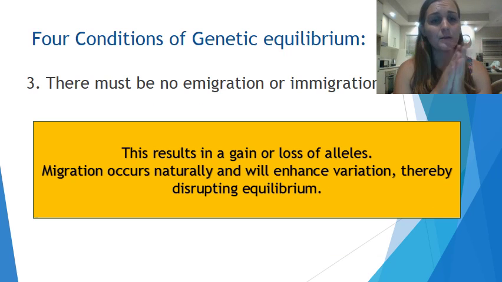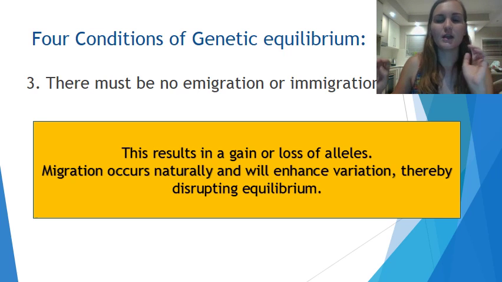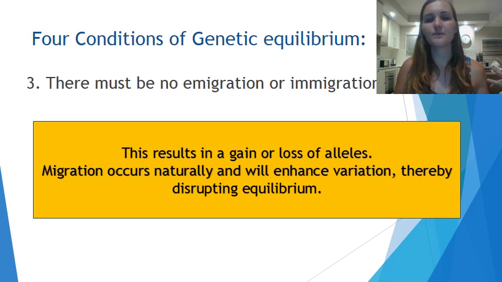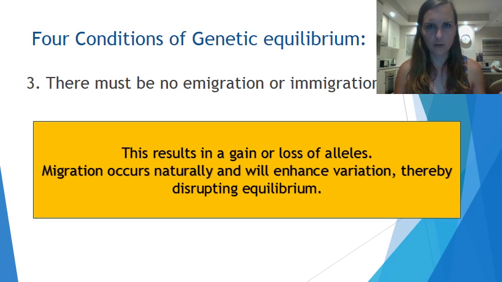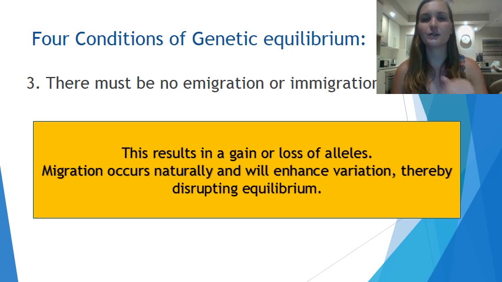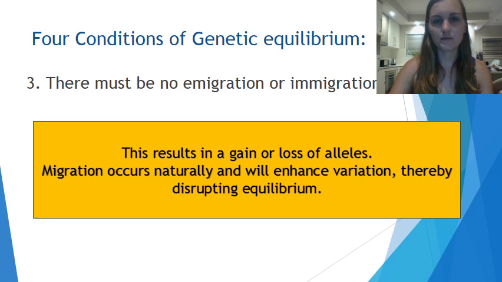Okay, number 3, there must be no emigration or immigration. Okay, so we know emigration means migrating outwards, immigration means migrating inwards, and emigration or immigration can result in the gain or loss of alleles. For genetic equilibrium, you don't want this, you want a stable amount of alleles, so stable genetic conditions. But migration occurs naturally and does enhance variation. So again, this condition very rarely occurs in the natural environment.